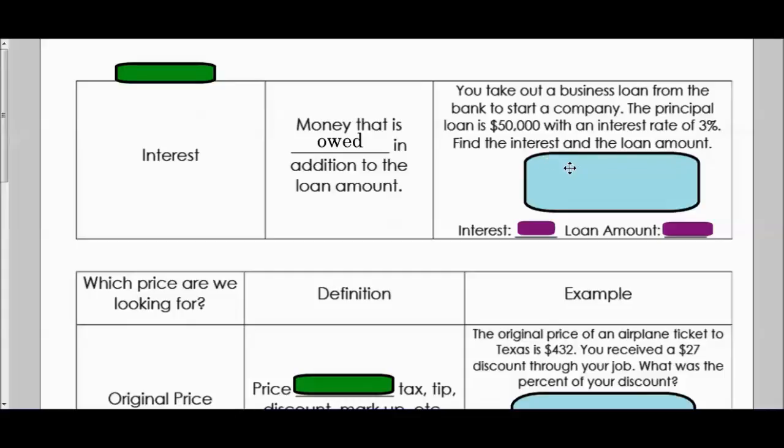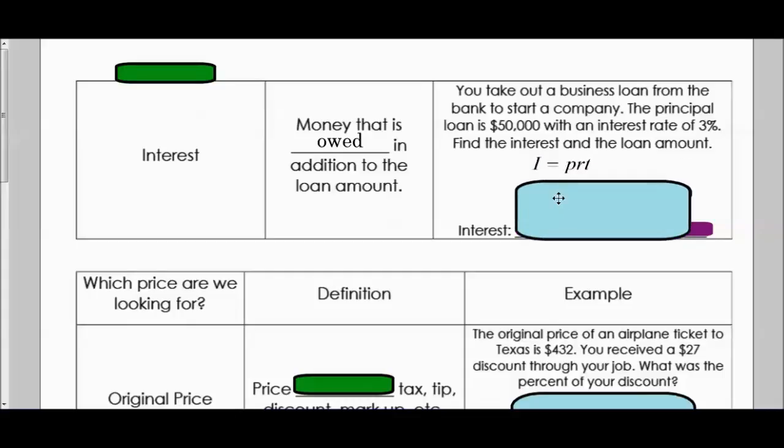So this is the equation that we're going to need to use. I equals PRT. Now, this T means time. Here, we're just going to assume that it's 1 year. So we really just need to talk about these two other letters. I is the interest. That's the number we're looking for right away. P is the principal amount. We're going to put this $50,000 right in place of P.